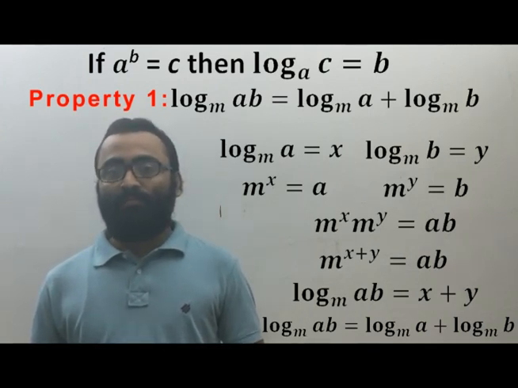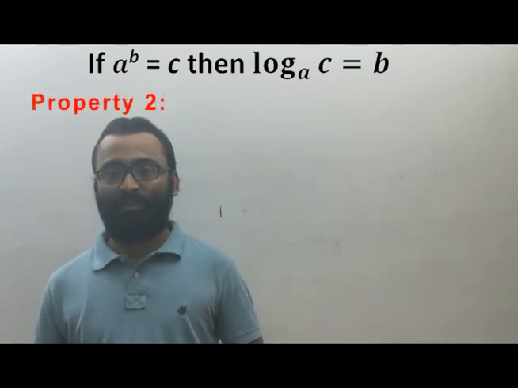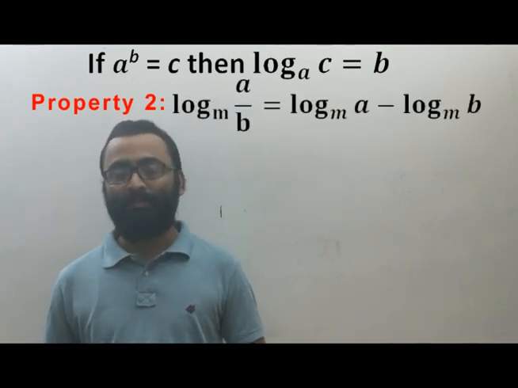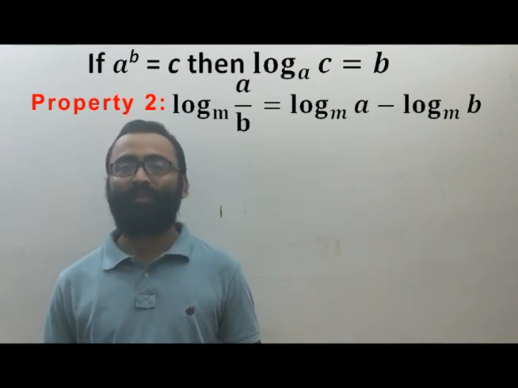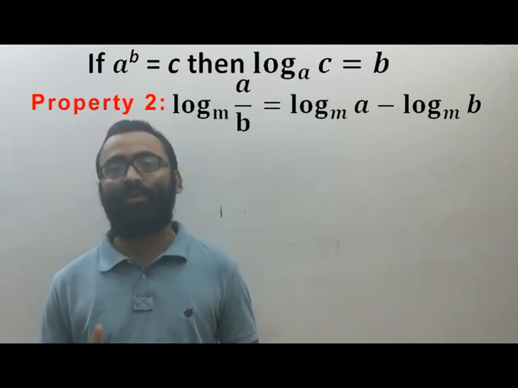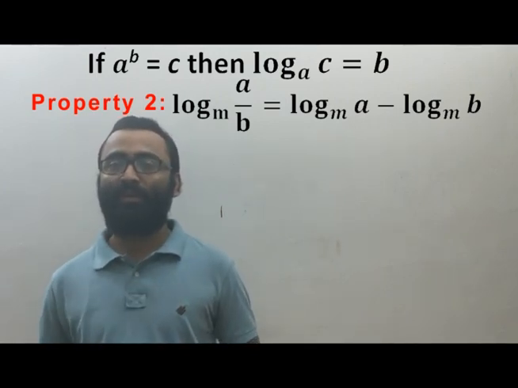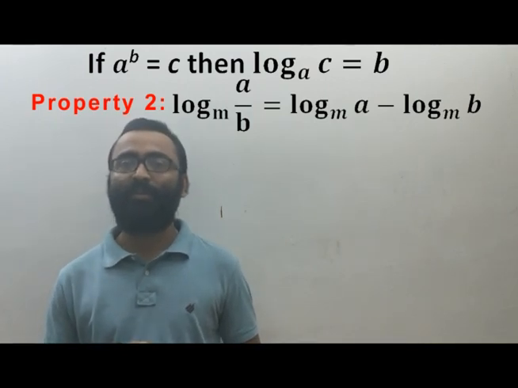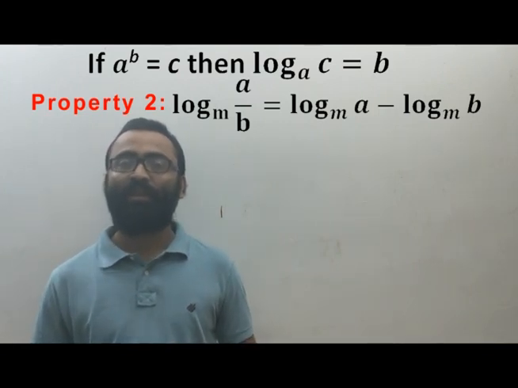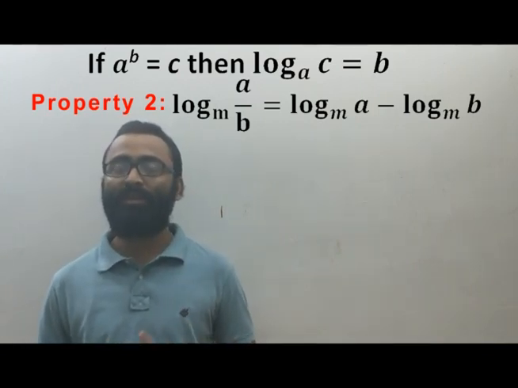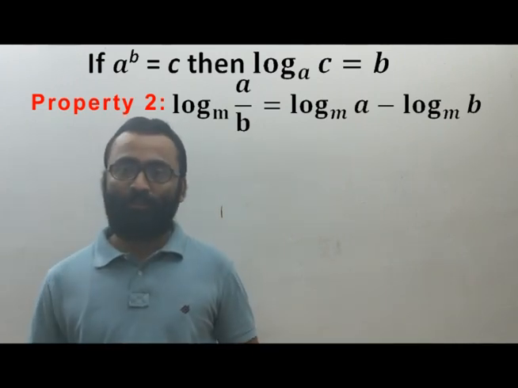So let's move to the second property. The second property is log of a by b with base m is equal to log of a with base m minus log of b with base m. So you see, when there is multiplication in log, it gets added: log of ab is equal to log of a plus log of b. And when there is division, it gets subtracted: log of a by b is equal to log of a minus log of b. We will prove this in the same way.